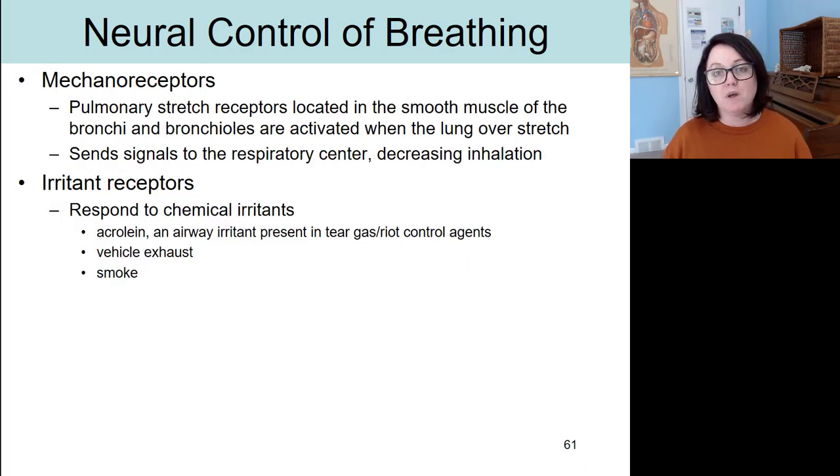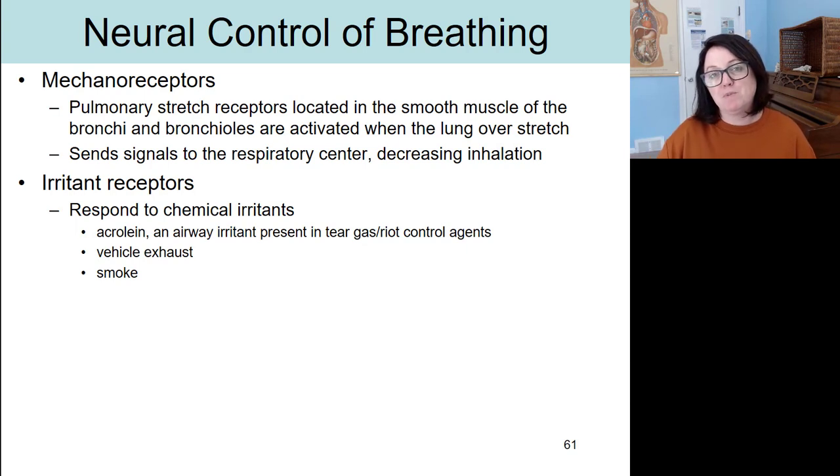Mechanoreceptors can also play a role with regulating breathing. Most of the mechanoreceptors are pulmonary stretch receptors, which are located in the smooth muscle of the bronchi and bronchioles, and they become activated when the lungs overstretch, when there's too much air going in there. These mechanoreceptors then send signals to the respiratory center telling it to decrease inhalation. We're inhaling too much, we get too much stretch.